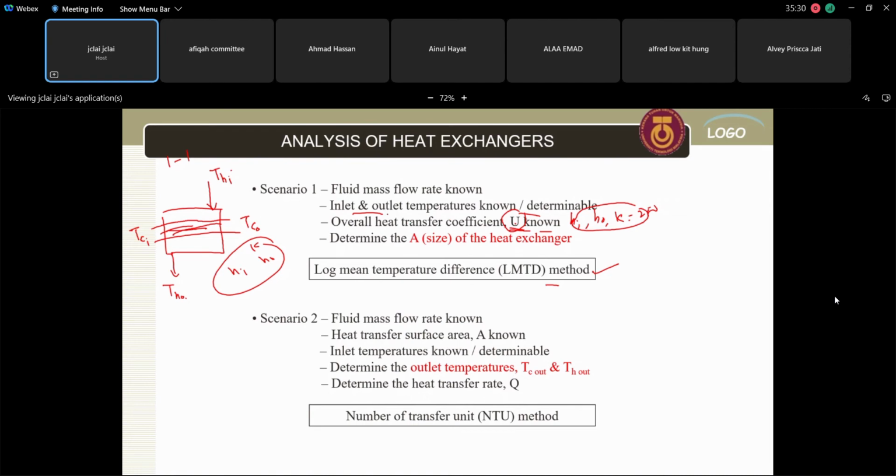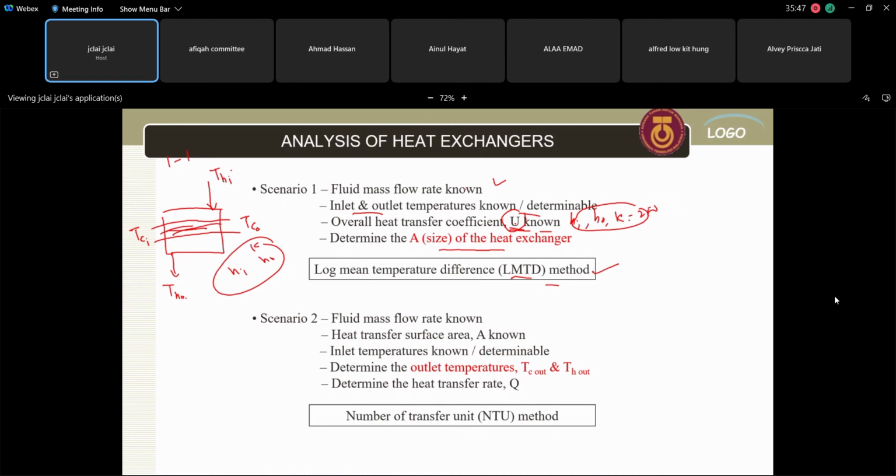So with all this information, normally in this kind of scenario, you are asked to determine the size of the heat exchanger. In this case, you need to use the LMTD method, because all this information is available. The LMTD method is kind of easier.